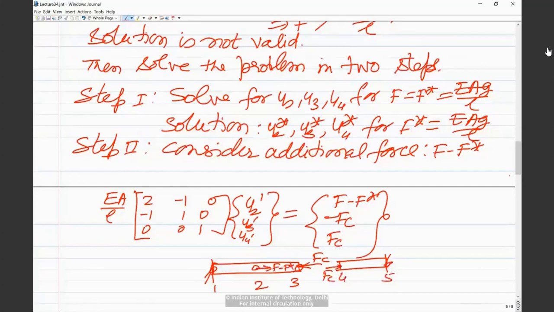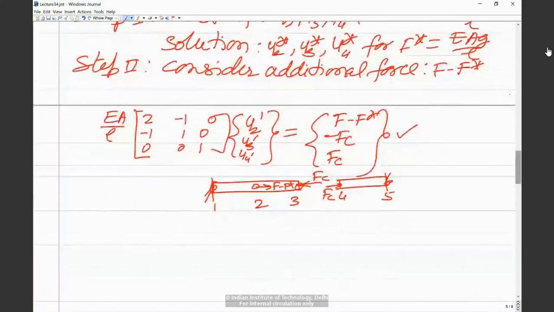So we solve for this, but if you look at the unknowns, they are u2 dash, u3 dash, u4 dash and Fc. So there are 4 unknowns and only 3 equations. Of course F minus F star is known, because we know F star and we also know F. But since there are 4 unknowns, we need one more equation, and that one more equation is the contact equation.